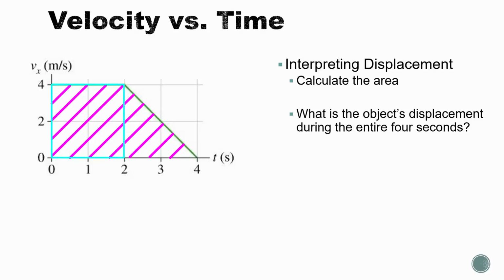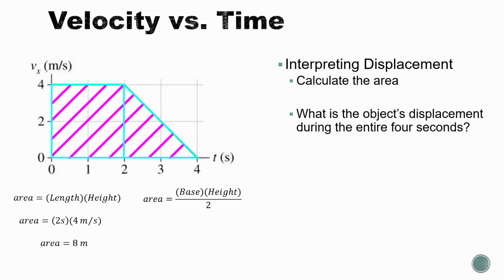We'll start with this square or rectangle. The area of a rectangle is length times height. We have 2 seconds of length times 4 meters per second of height, and we can see that the area of this segment is 8 meters. The other part of this shape is a triangle. You'll remember, I hope, that the area of a triangle is the base times the height divided by 2. We have a base of 2 seconds. Look carefully, from 2 to 4 seconds is a base of 2 seconds, a height of 4 meters per second, and we divide that by 2 to get an area of 4 meters. Now we simply add those up and say that the displacement of the object during those 4 seconds was 12 meters.